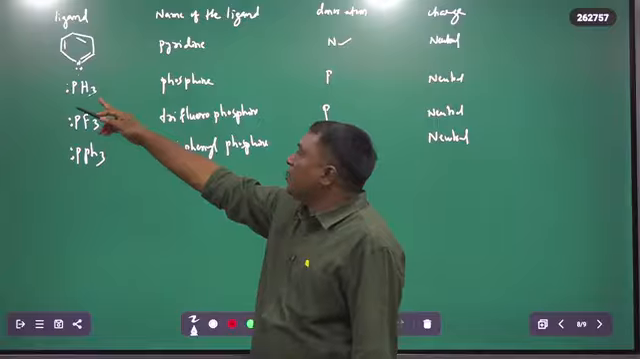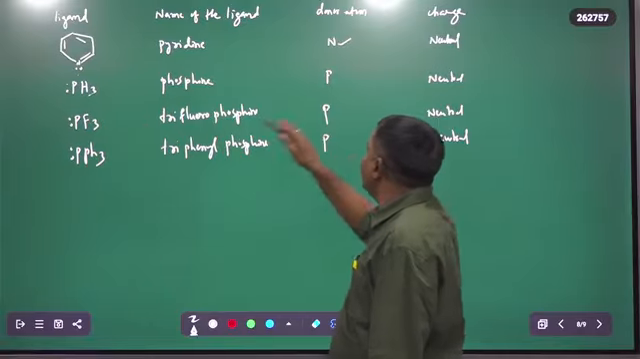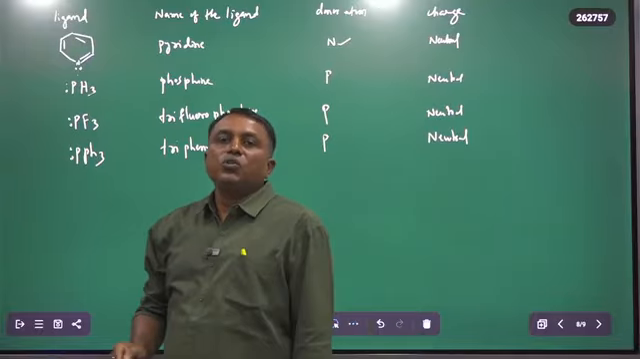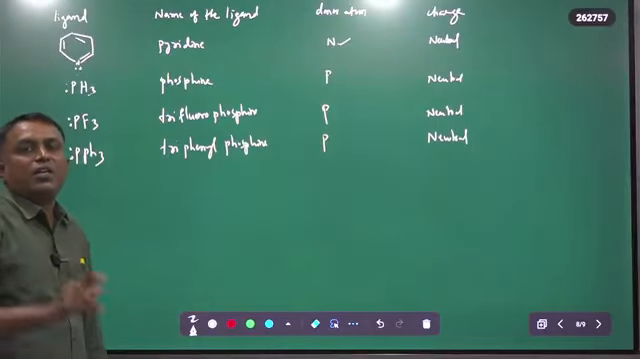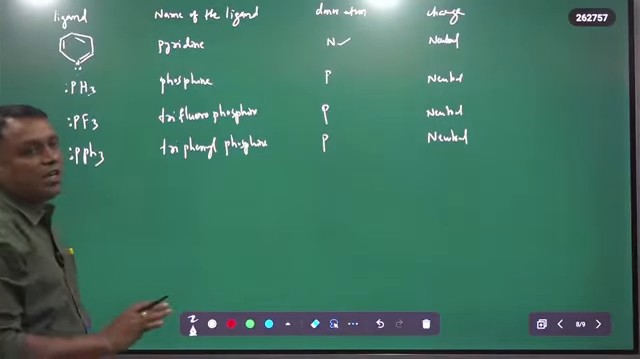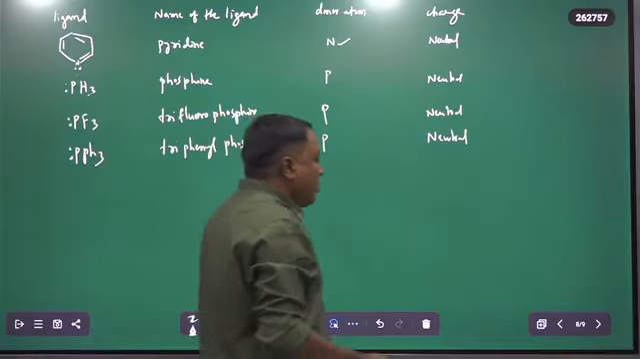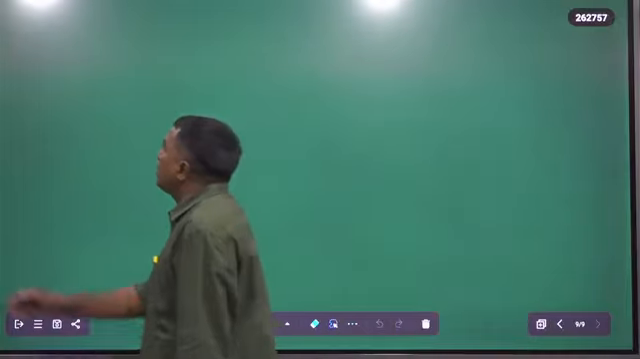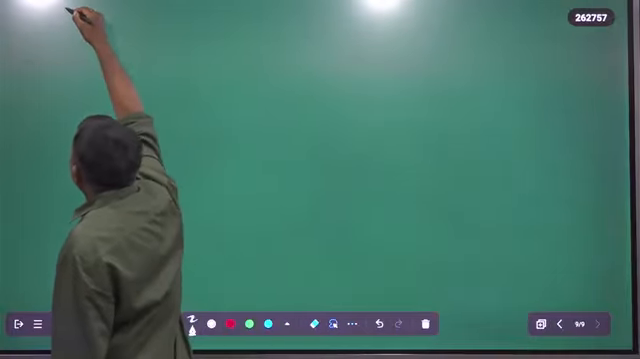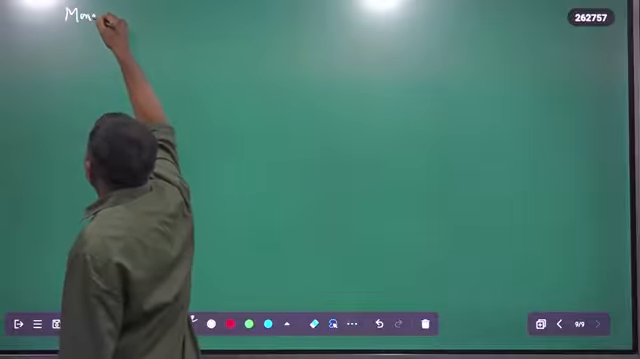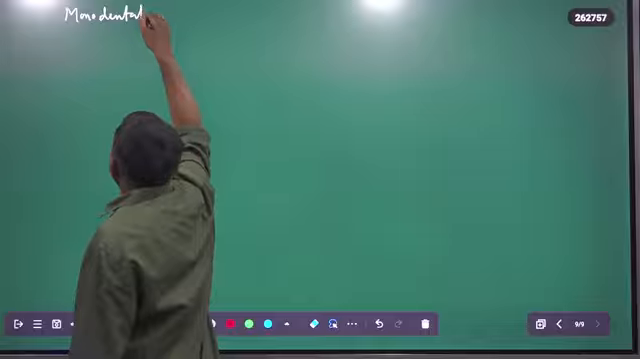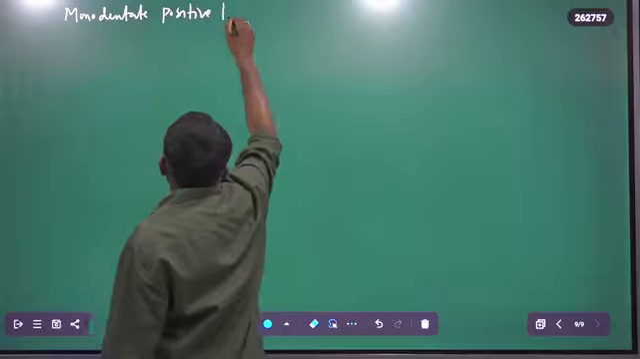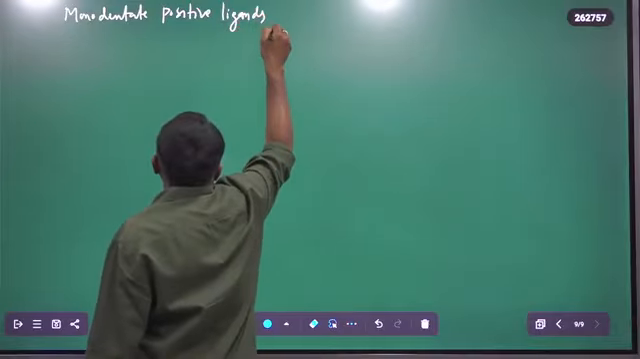In the case of phosphorus, PH3, PF3, PPh3, in all these cases phosphorus is the donor atom, and all these ligands are neutral in charge. Therefore they can donate an electron pair, only one electron pair. That's why they are monodentate neutral ligands. Now the second, monodentate positive ligands. So what are monodentate positive ligands?